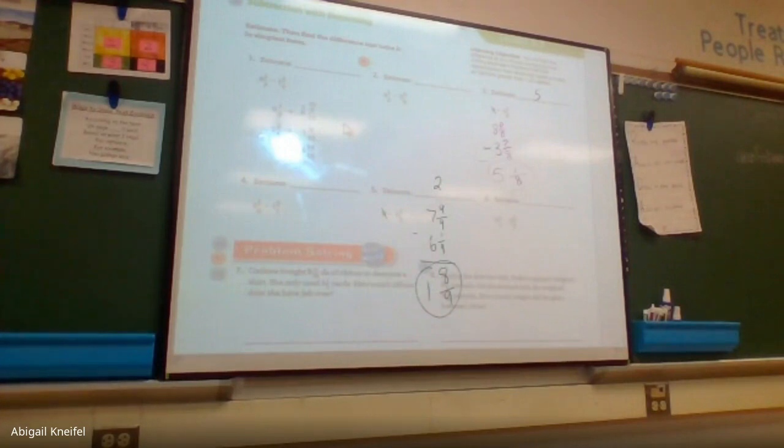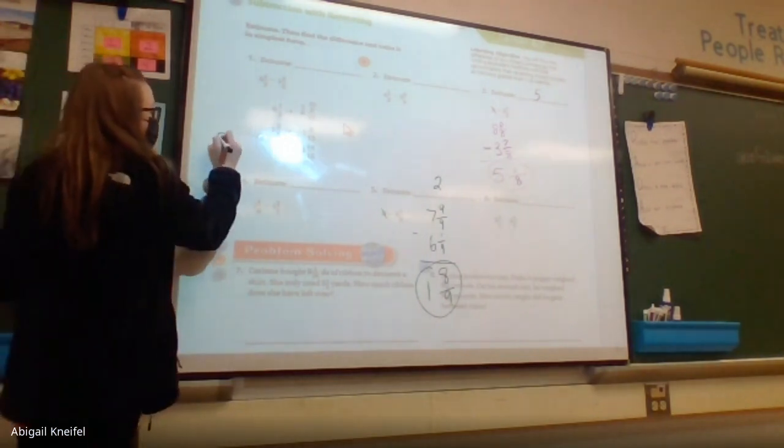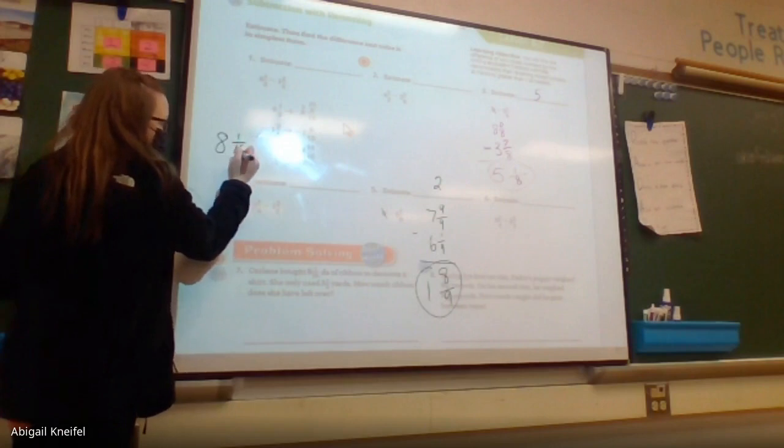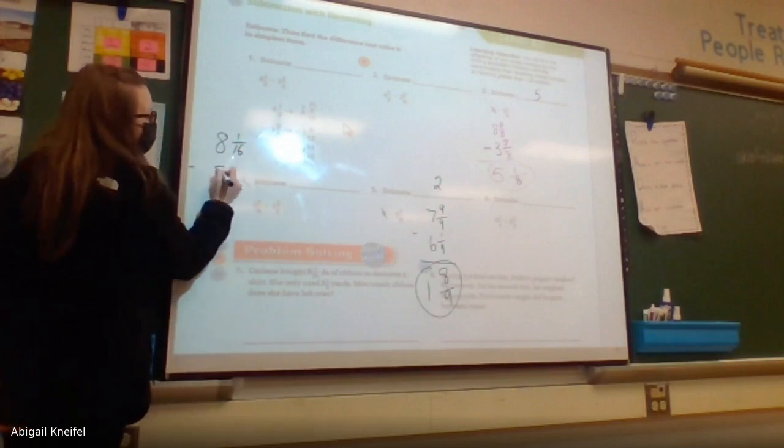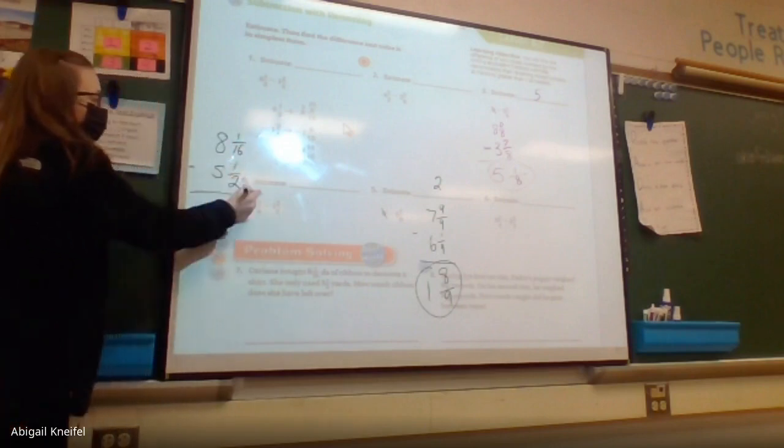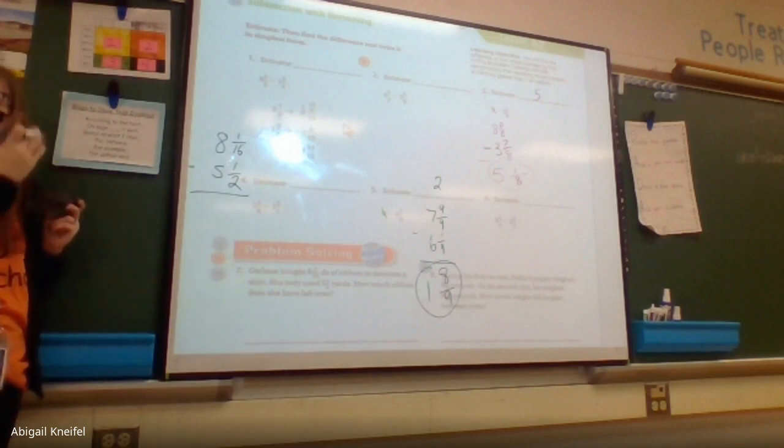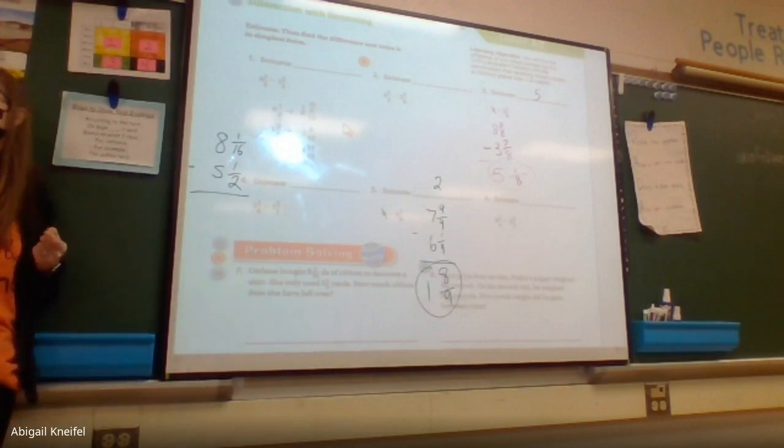So we have 2 fractions, and we're going to be finding a difference. My bigger fraction's, of course, going to be on the top. 8 and 1/16 minus 5 1/2. Can I do this problem right now? No. No, I cannot subtract things that don't have the same common denominator. So I need to make the same common denominator between 16 and 2.